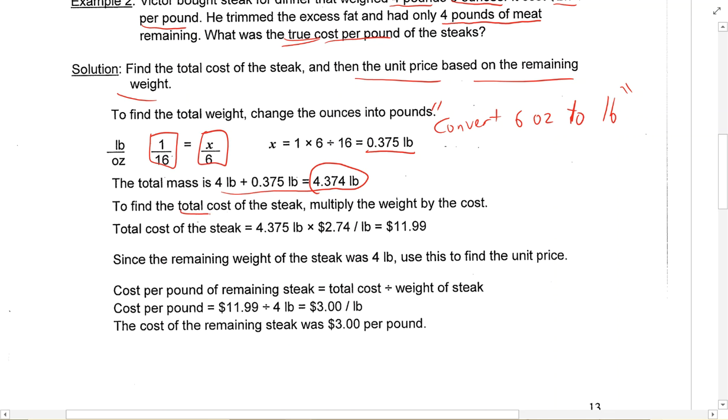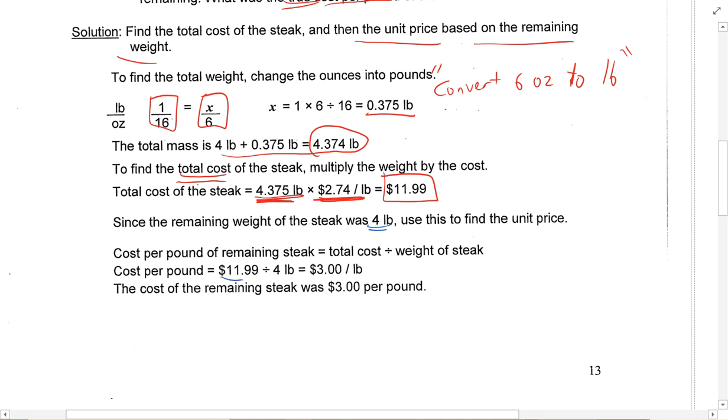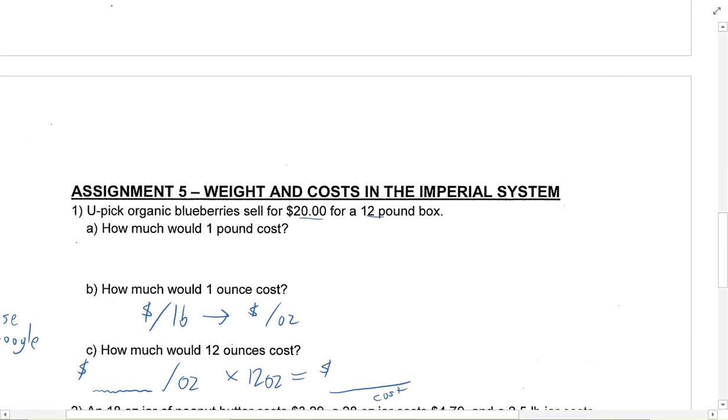To find the total cost of the steak, we multiply the weight times the cost per pound, and so that one steak cost $11.99. Now, when he was done cutting off the fat, it was only 4 pounds. So to find the true cost, we take the $11.99 and divide it by 4 pounds. So the true cost of the steak was $3 per pound. Basically we converted our weights together to find the true cost. And that's what you're going to have to do for some of these assignments.